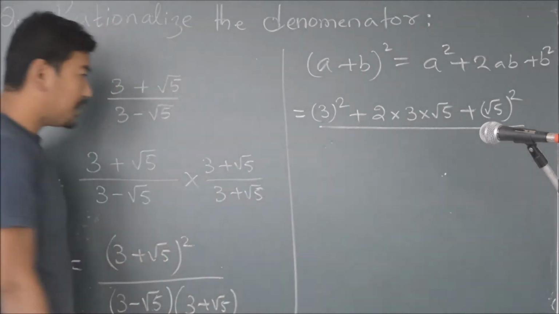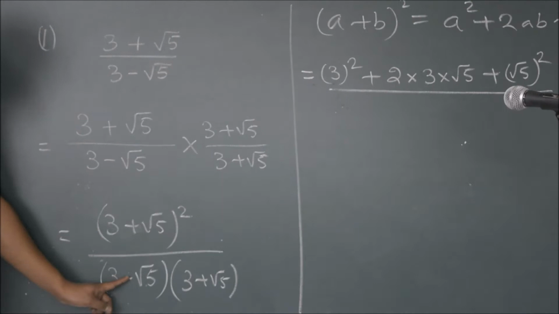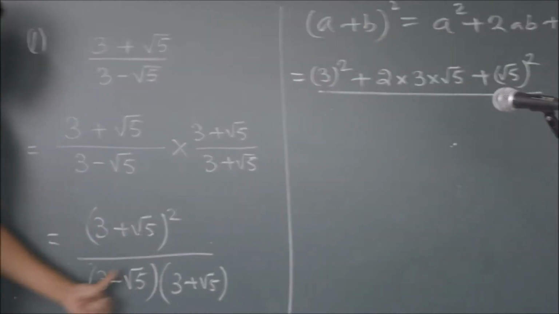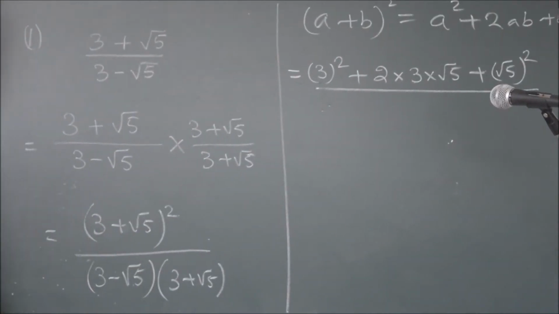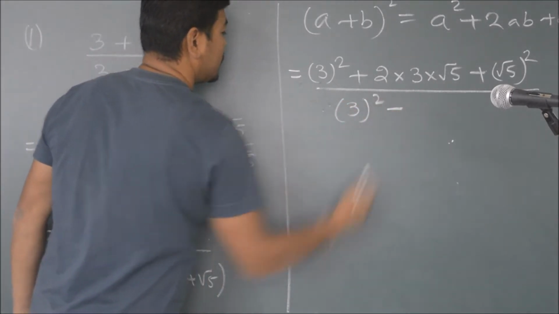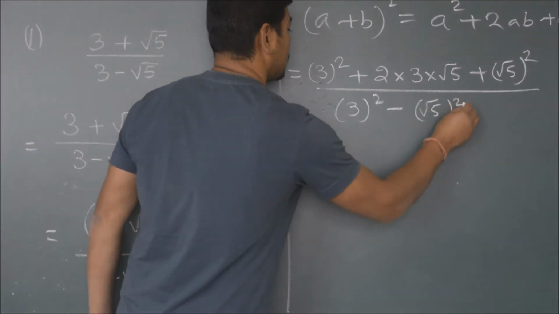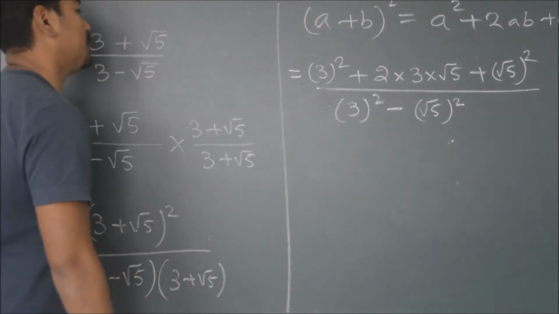Let's come to the denominator. In the denominator we have the form of a minus b, a plus b, and you know the identity of this one, which is a square minus b square. So a means 3 square minus b means root 5 square. a square minus b square. So remember, I have used the identity here.